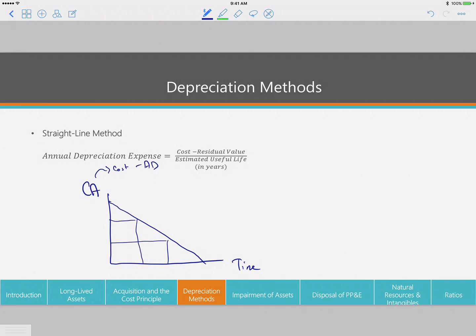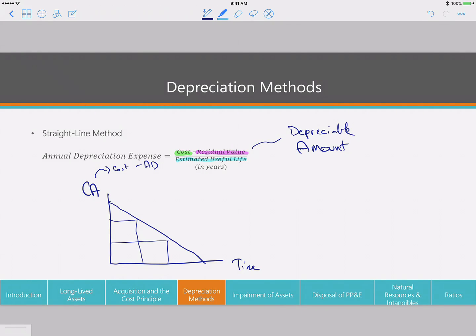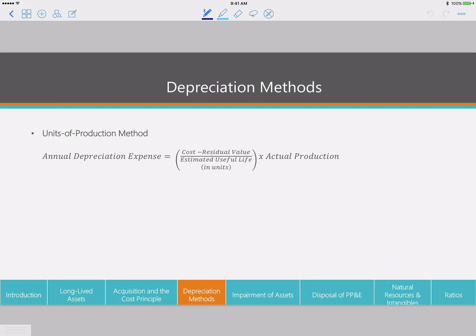And so the formula for this is the cost of the asset less the residual value, and these two, so the cost minus the residual value, is known as the depreciable amount. It's how much we're going to depreciate over the life of the asset. And we would then divide this by the estimated useful life in years. So essentially, this is going to depreciate the asset by the same amount every single year. It's consistent.